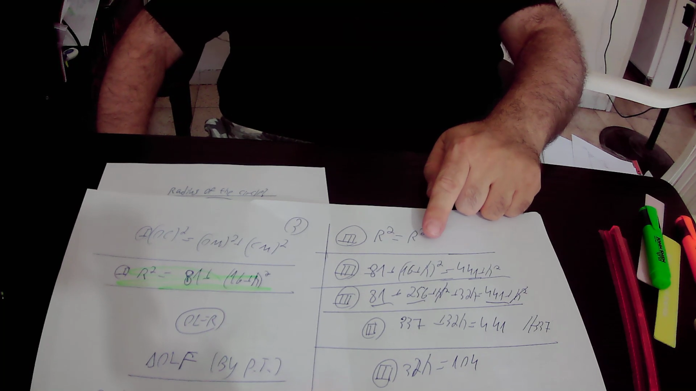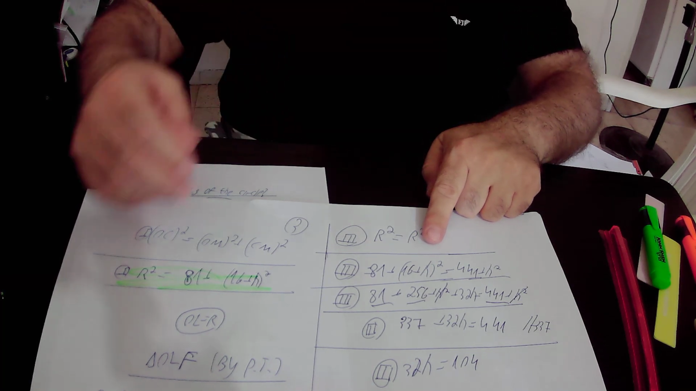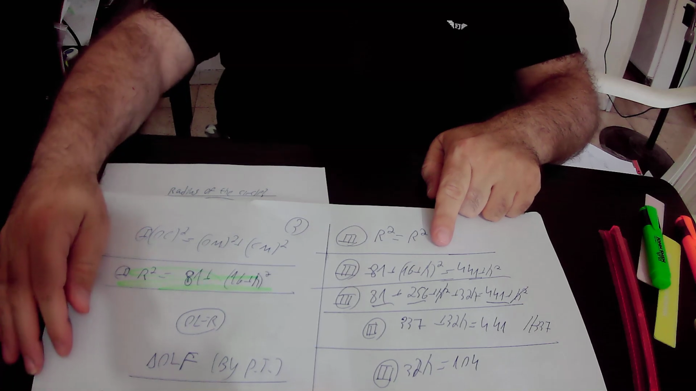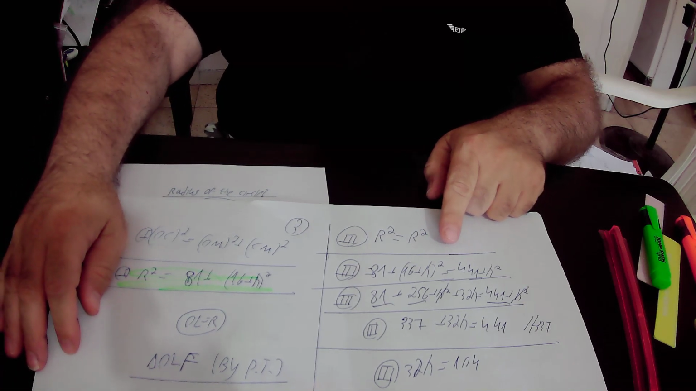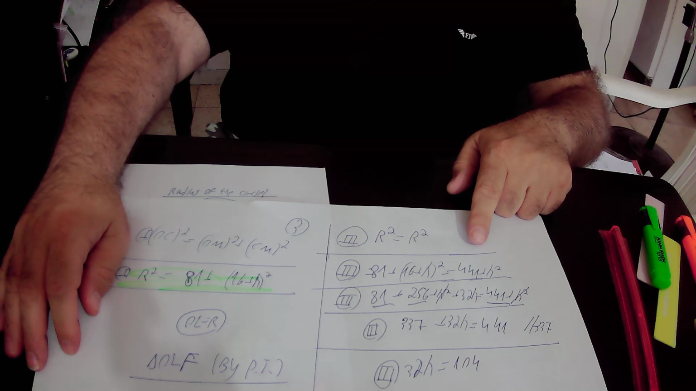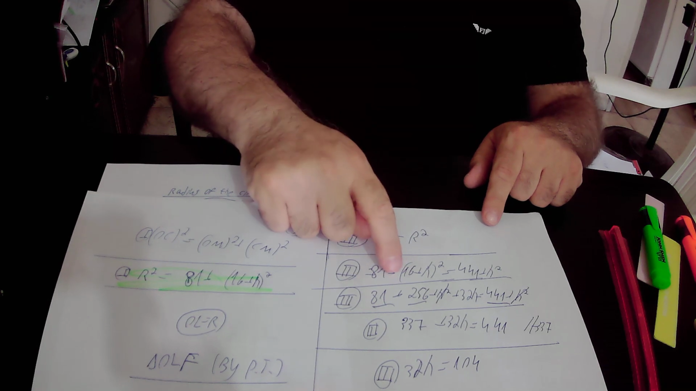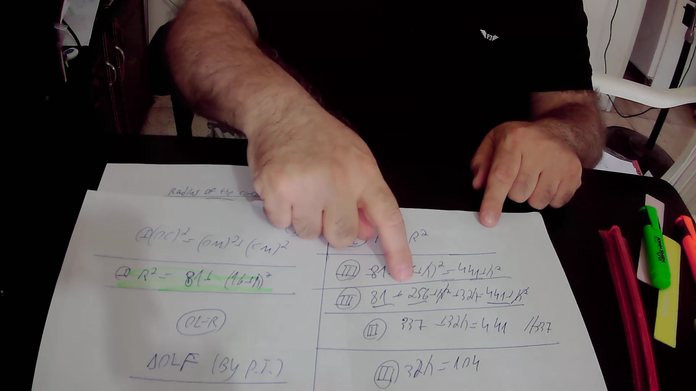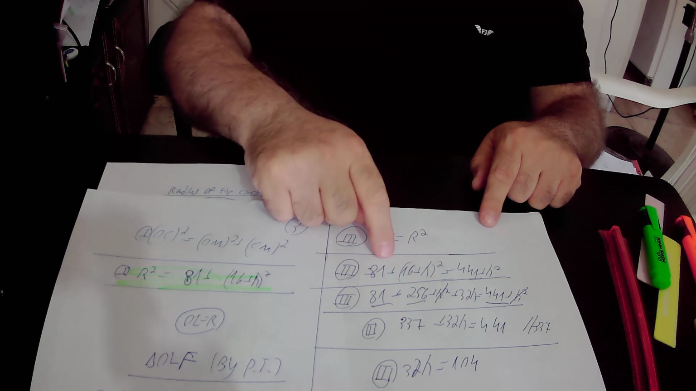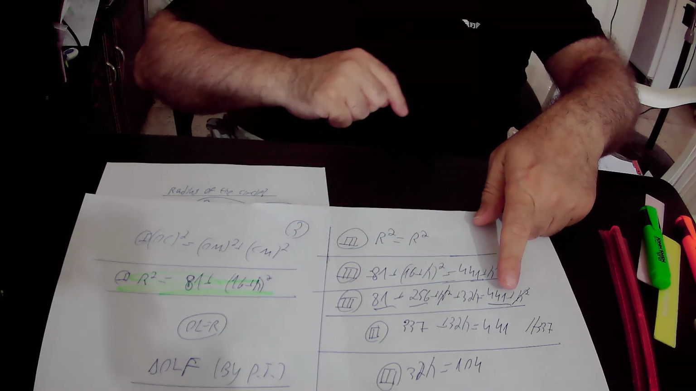Then we open the brackets on this side of equation number 3 and we found that 81 plus (16 plus H) squared equals 81 plus 16 square, that is 256, plus H square plus 2 times 16 times H, which is 32H. And it must be equal to 441 plus H square. Here we have 81 plus 256 is 337. And plus 32H must be equal to 441.